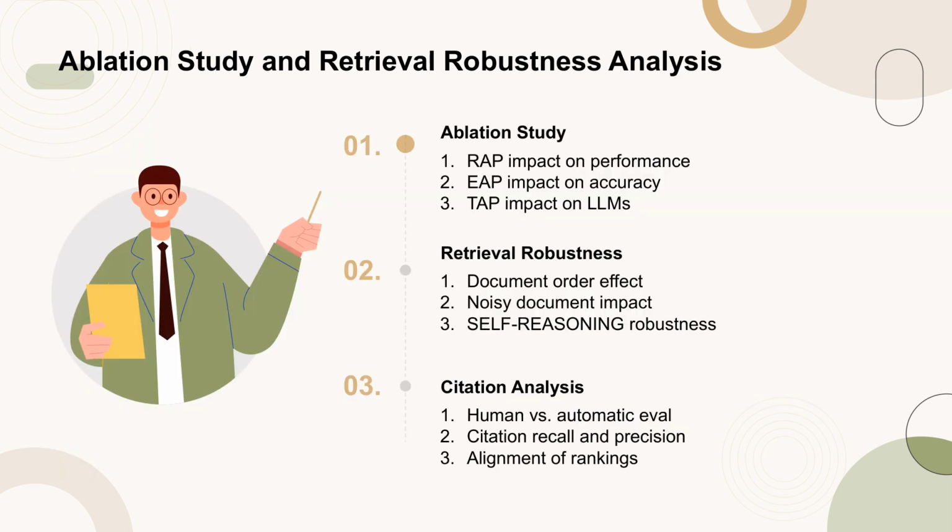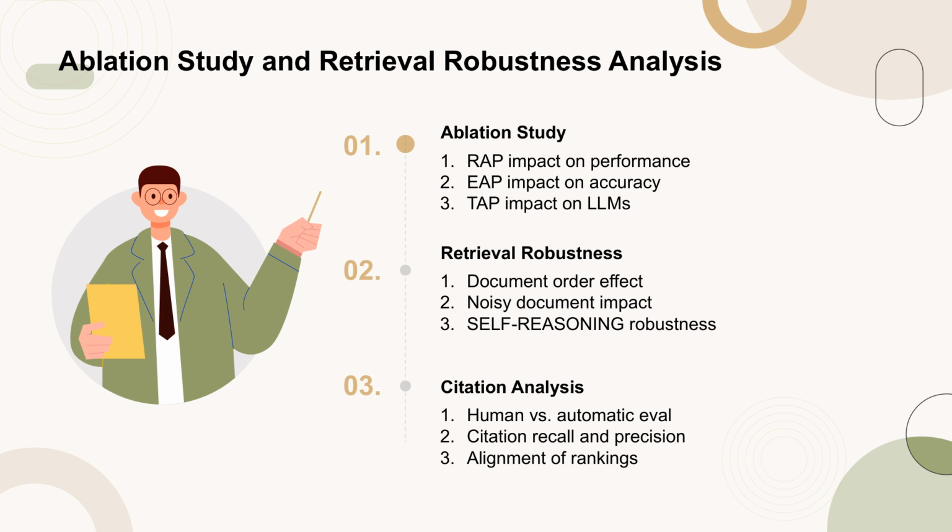The ablation study evaluates the contributions of each process within the self-reasoning framework. The removal of the relevance-aware process, RAP, causes performance drops, especially in fact verification tasks. The evidence-aware process, EAP, is crucial for accuracy, with a significant decline when removed. The trajectory analysis process, TAP, also improves performance, particularly in long-form QA.